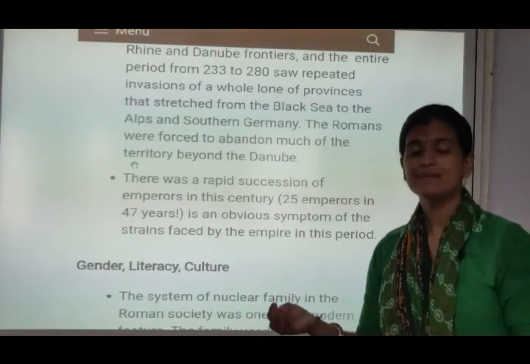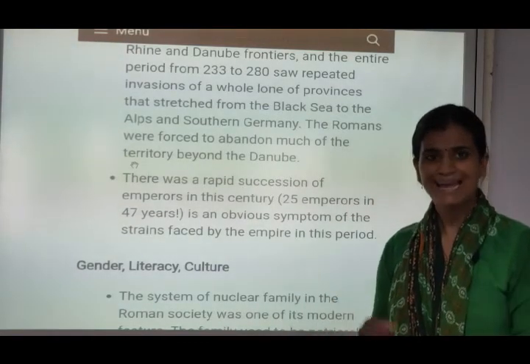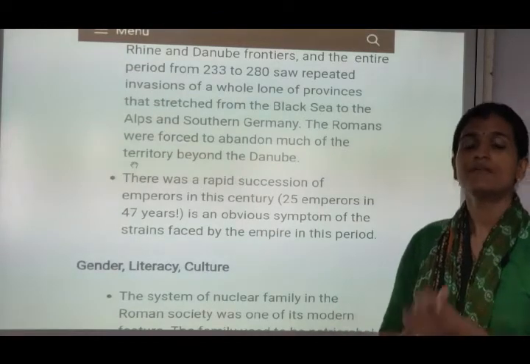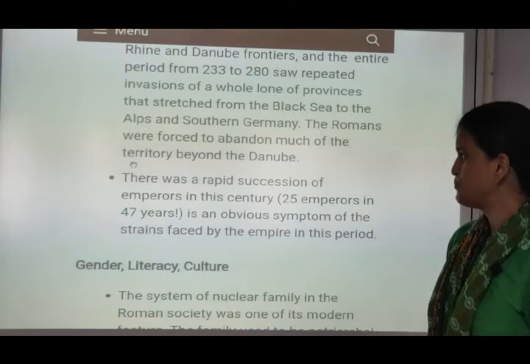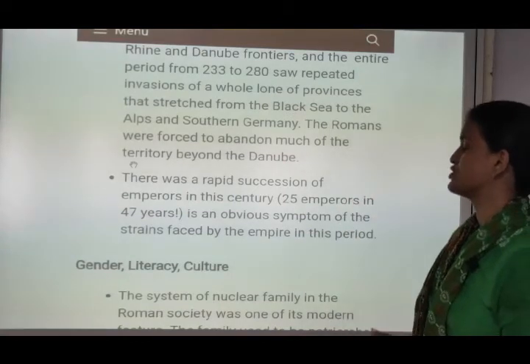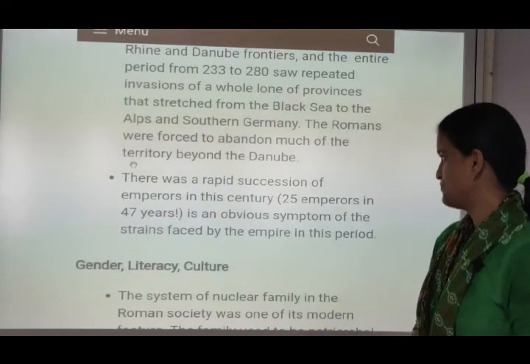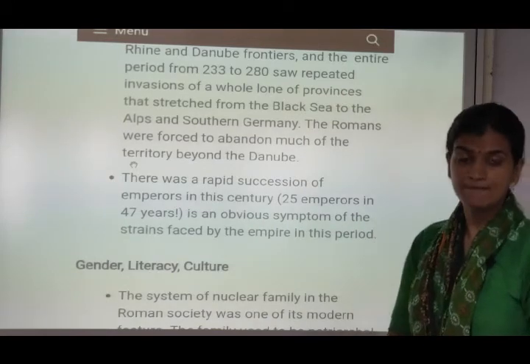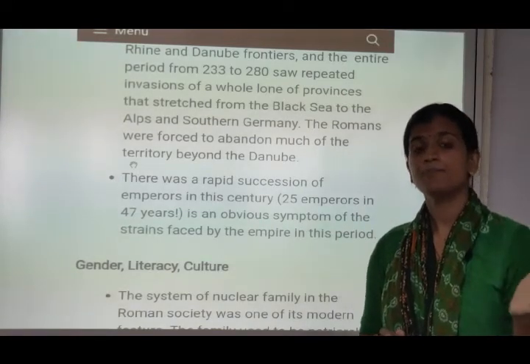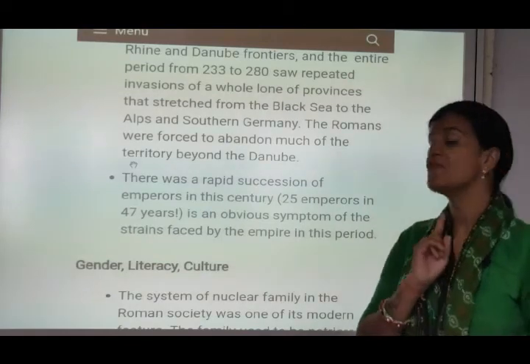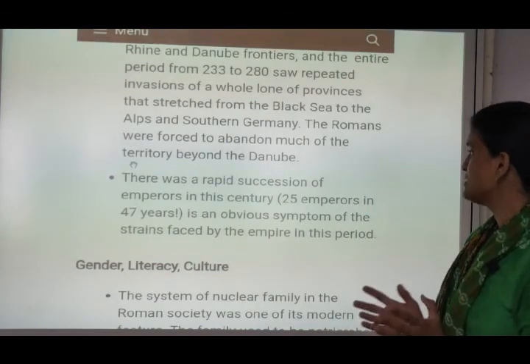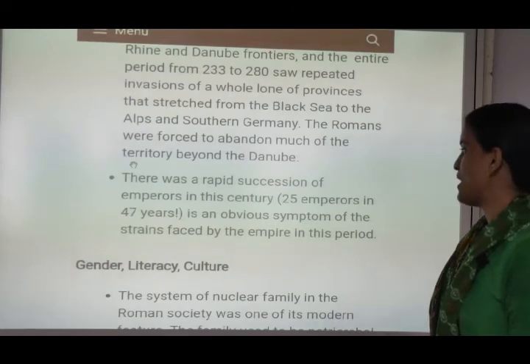The Romans were forced to abandon much of their territory beyond the Danube. There was also a rapid succession of emperors in this century: 25 emperors in 47 years. One by one the emperors came into rule. It's an obvious symptom of the strains faced by the empire in this period.